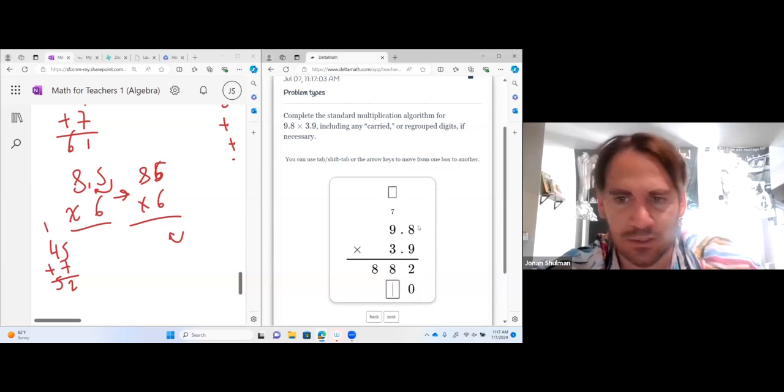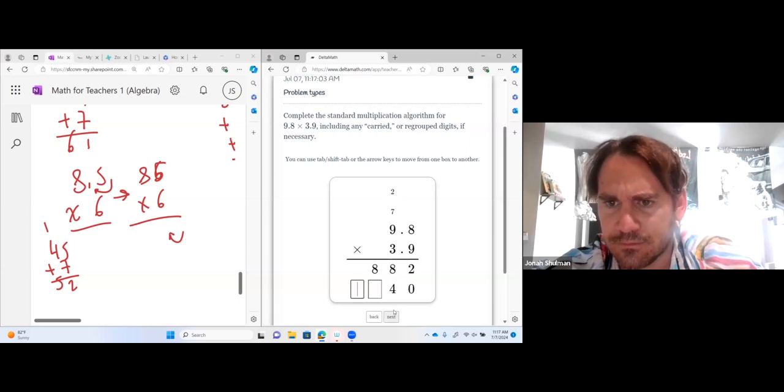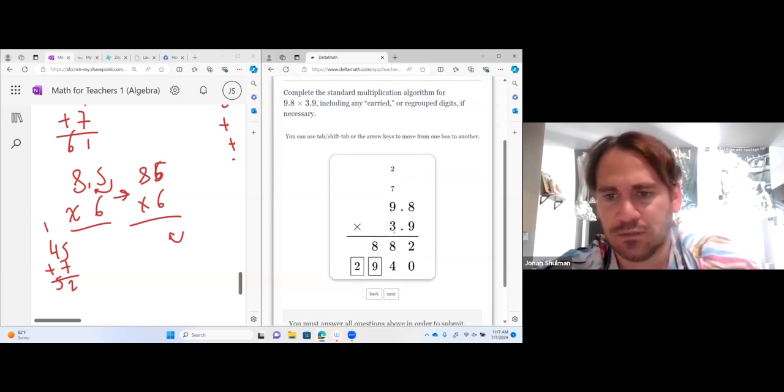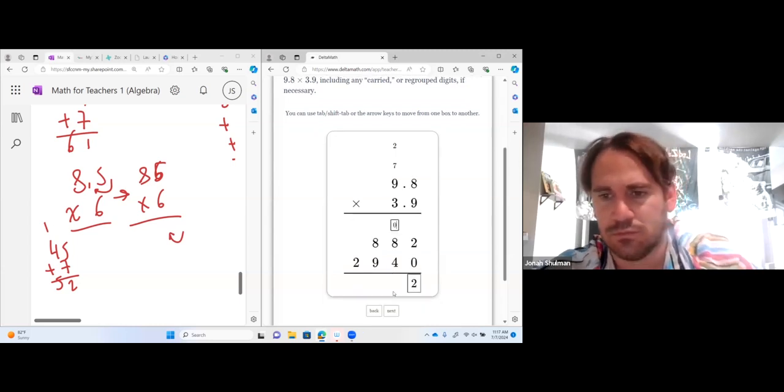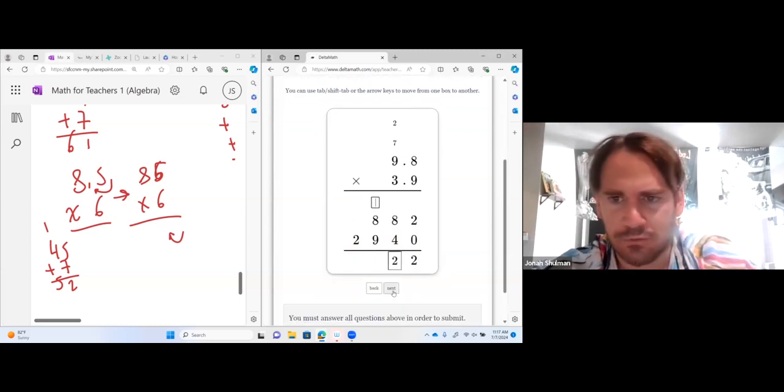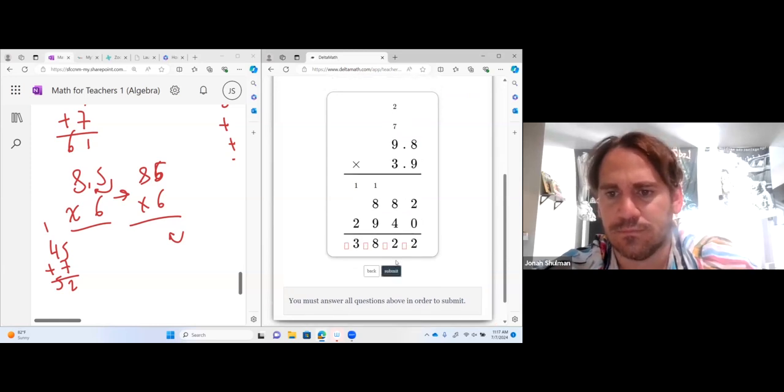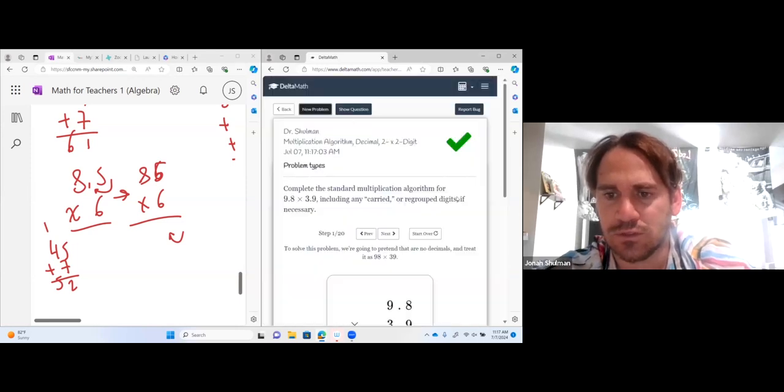3 times 8 is 24. Carry the 2. 3 times 9 is 27. 27 plus 2 is 29. That's 2. That's 12. That's 18. And that is 3. And we have 2 decimals, so I have to go 2 decimal places. 38.22 should be the final answer. Yes.